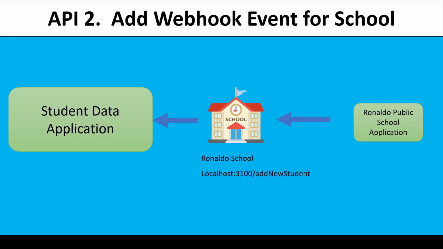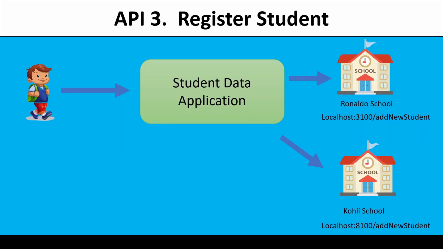After that, in the second API, before implementing it we have to make sure the second application is running, that is the Ronaldo public school application we are going to create here. After that we are going to give some API, and that API we have to register in our main application. Why do we have to register? Whenever any student signs up in our student data application or deletes their data, we are going to send the notification, or the whole response, to their specific school, using the webhook approach.